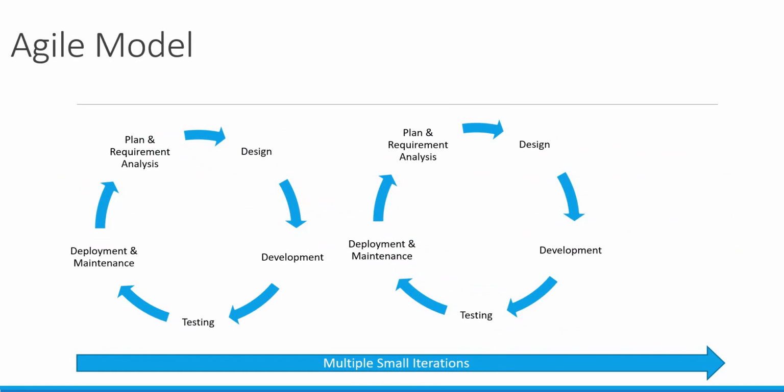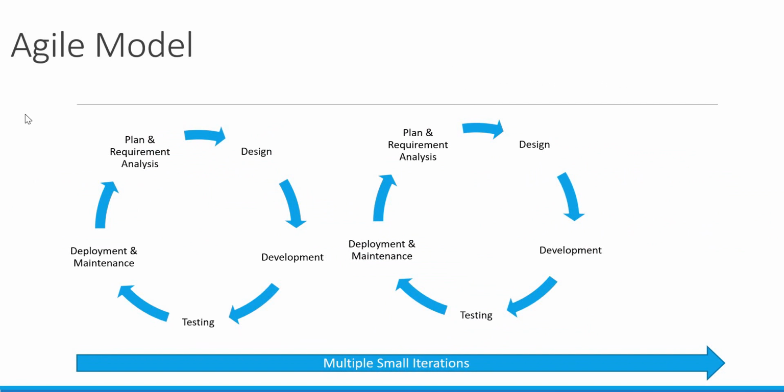The next model that implements software development lifecycle is Agile model. In Agile model, instead of completing the project in one go, each project will be divided into multiple iterations. If you see in the diagram, this is one iteration, this is another iteration, and so on. So we'll have multiple small iterations. In each iteration, we'll have similar phases like waterfall model. That means we'll have planning and requirement analysis, design, development, testing, deployment and maintenance. So all these phases will be there in each of the iterations. In each iteration, a small number of features or bug fixes will be delivered as per the requirements.